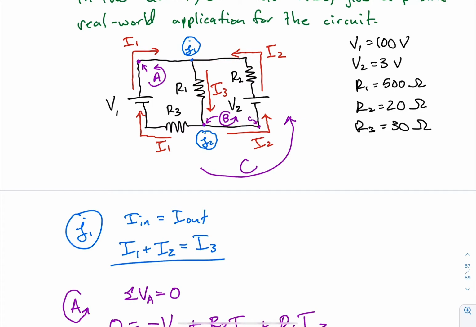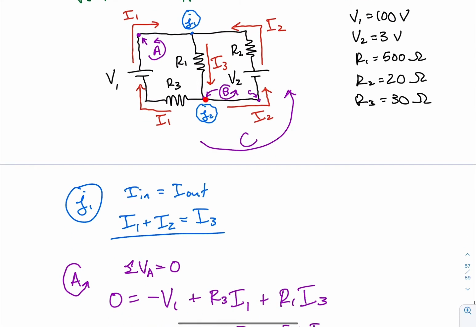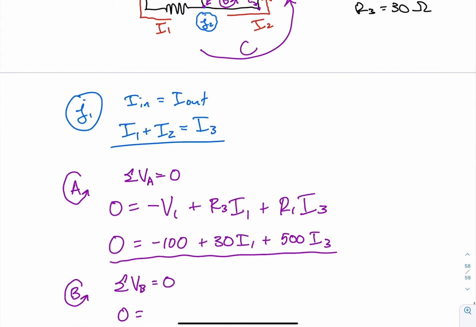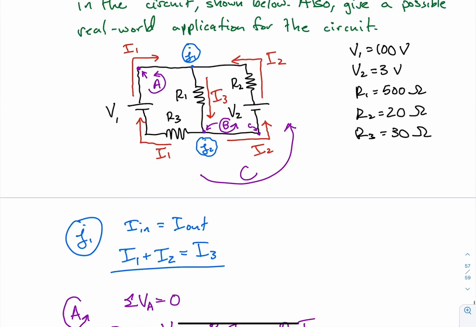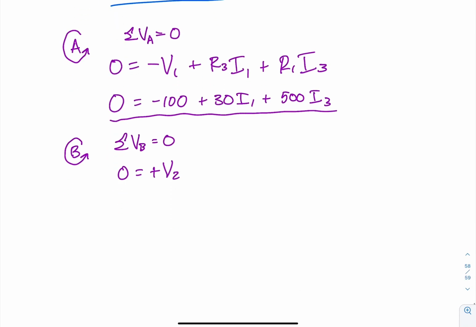So it looks like we're going to go through V2, then R2, and then R1, and then we'll be all done. So when we follow through loop B, we go through V2 first from low to high. So we're going to add V2. Then we'll continue on, and we'll be going through R2 in the same direction as I2, which means we need to subtract R2I2.